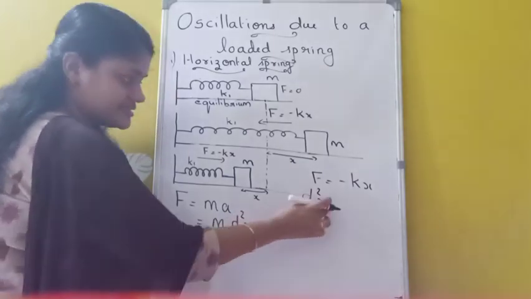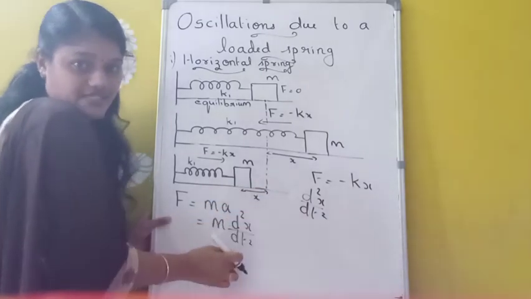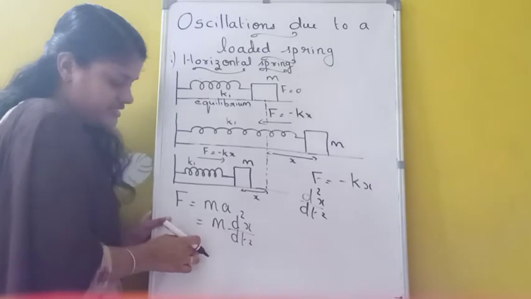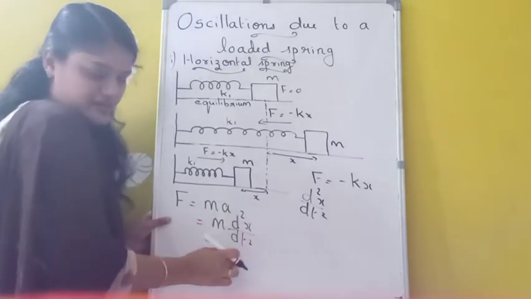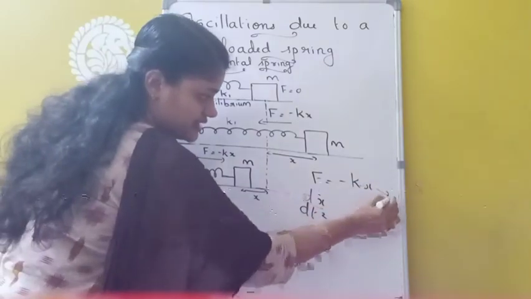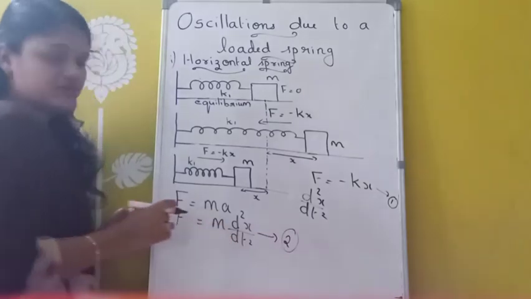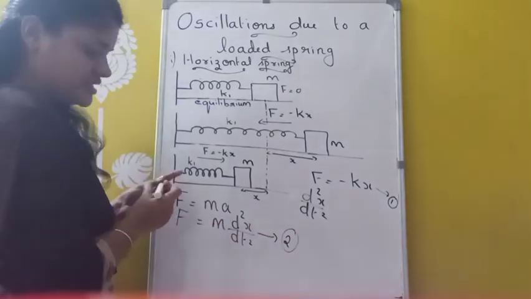I have taken x here. X is the displacement, and the double differential of displacement is called acceleration. So we can write here m into d square x by dt square. This is a force. And here we have one formula, F equal to minus kx, and another formula, F equals m into d square x by dt square. I am equating these two.